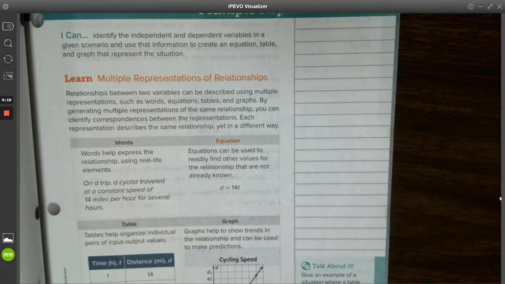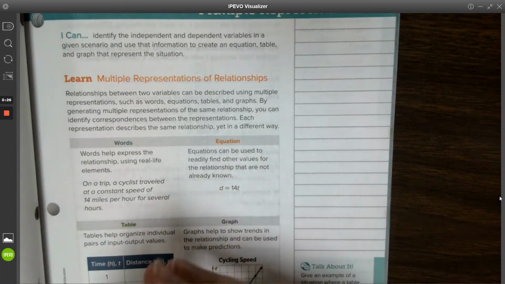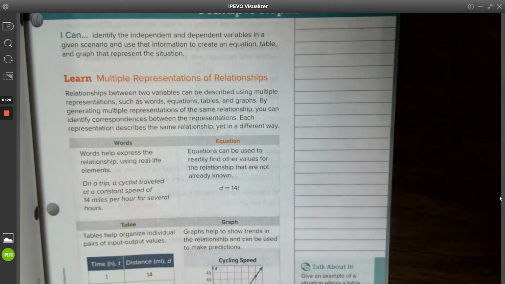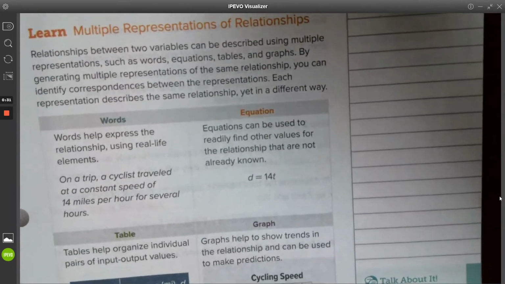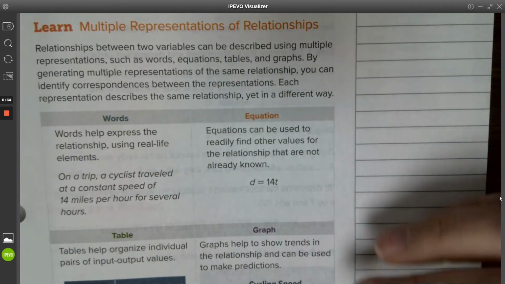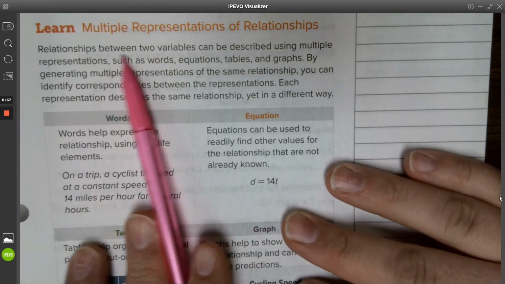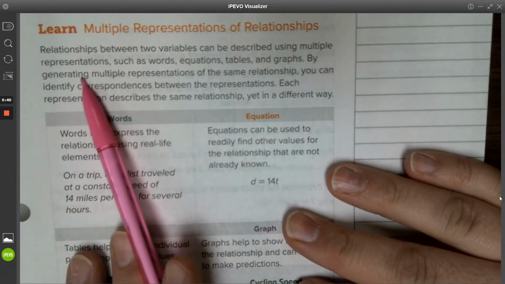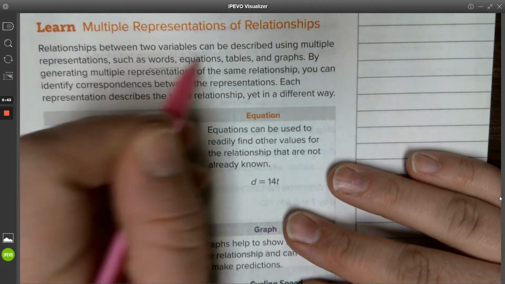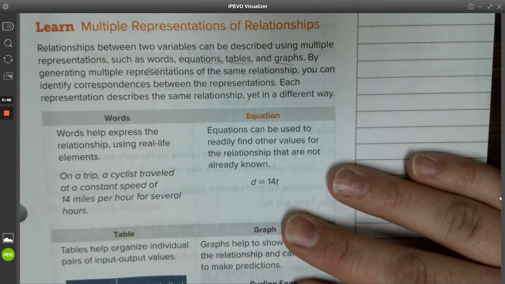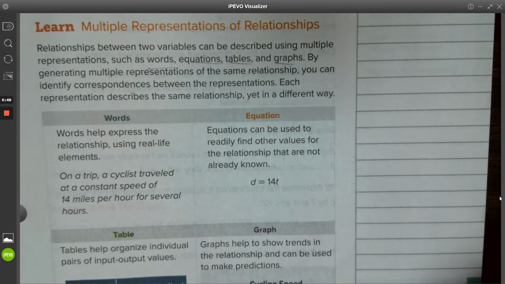So when we are representing the relationships between variables, we've talked about a couple different ways. We've used a table, we've used an equation, and we've used a graph. So these are all the different ways that we use. Now, it's important to understand what is the connection between all of them. So relationships between two variables can be described using those multiple representations. We use words, we use equations, tables, and graphs. By generating multiple representations of the same relationship, you can identify correspondences between the representations. Each representation describes the same relationship, yet in a different way.